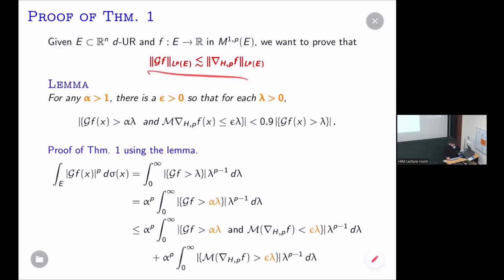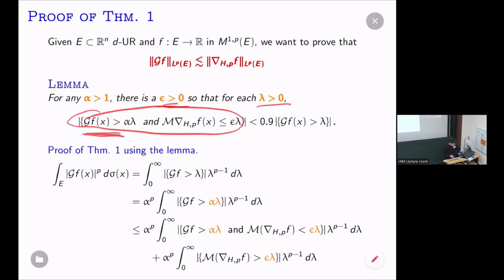And the proof will go through this good lambda inequality. So for any alpha larger than 1, but still close to 1, there is an epsilon such that for each lambda, we have this set, and this is the bad set in the sense that here we see that the square function is large and the maximal function of the gradient is small, and so here we want the opposite. But this lemma says that this set, which is the bad set, doesn't take too much space, okay? And so let's see how we prove the theorem using this good lambda inequality.